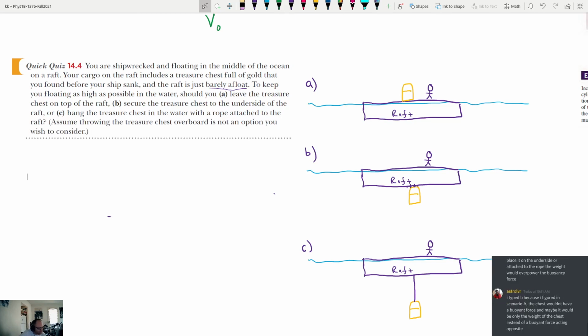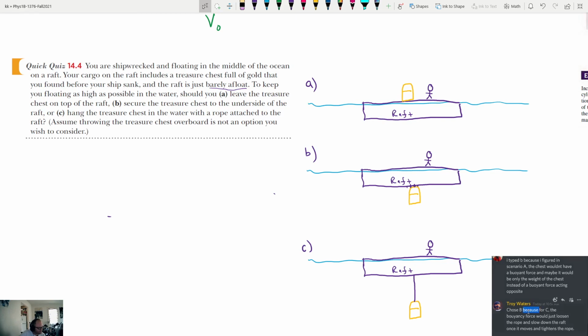Richard chose A because the gold is more dense than water, so if we were to place it on the underside or attach it to the rope, the weight would overpower the buoyancy force. Okay. Astrolover says, I typed B because I figured in scenario A the chest wouldn't have a buoyant force, or maybe it would be only the weight of the chest instead of a buoyant force. Ah, see, this is Astrolover. That's a very good explanation. Richard's very close to that answer. Richard's definitely indicating the issues with that.